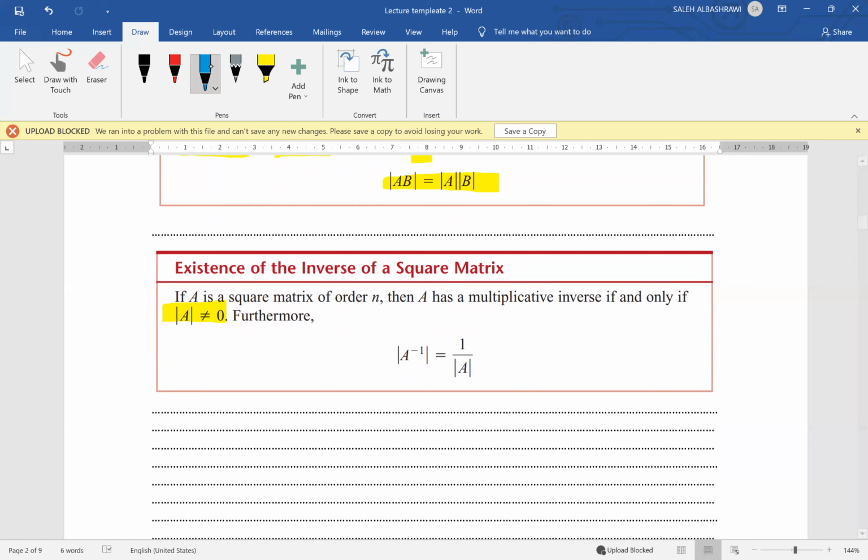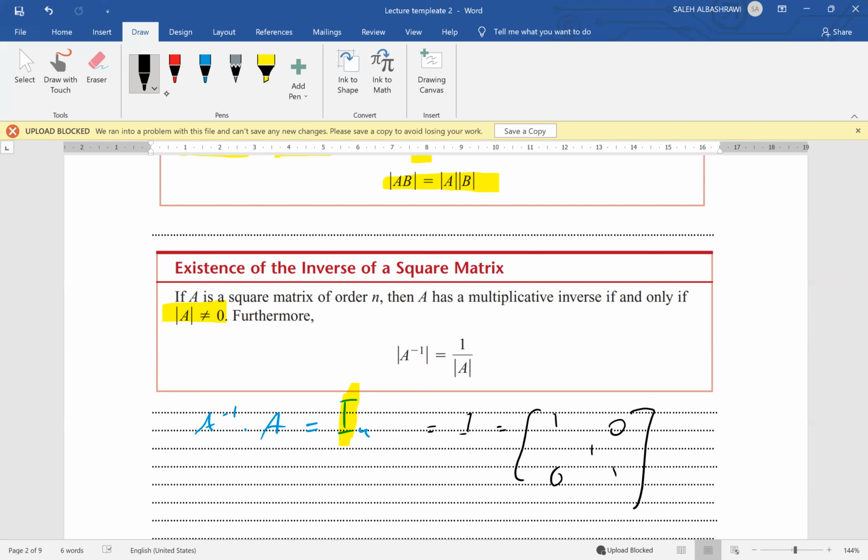So the matrix A has an inverse. Inverse means that A inverse times A will give me the identity. This is the identity, and we defined the identity before. It is a matrix given by 1 in the main diagonal and 0 everywhere else.